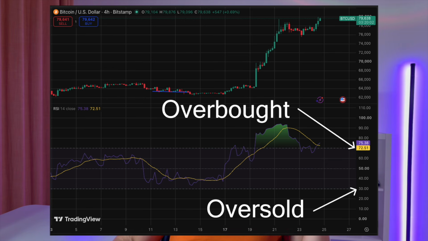So if the RSI level is below 30, the asset is considered to be oversold, and if it's above 70, the asset is considered overbought. It means if it's oversold, you can expect the price to reverse and go up. Same goes with overbought: you can expect the price to go down. But nothing is predicting the future.